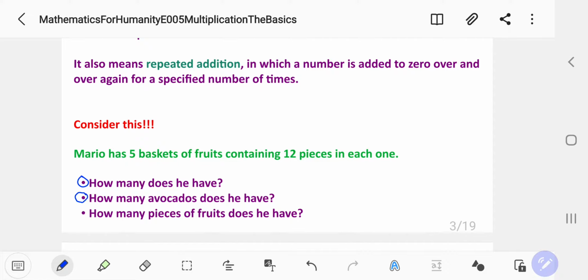Next one is, how many avocados does he have? The problem or the statement above did not mention avocado, but only mentions fruits. So this is not a good question. The third one is, how many pieces of fruits does he have? This one is the most suitable question for the statement above. How many pieces of fruits does he have? And all you have to do is just multiply 5 times 12 for that.